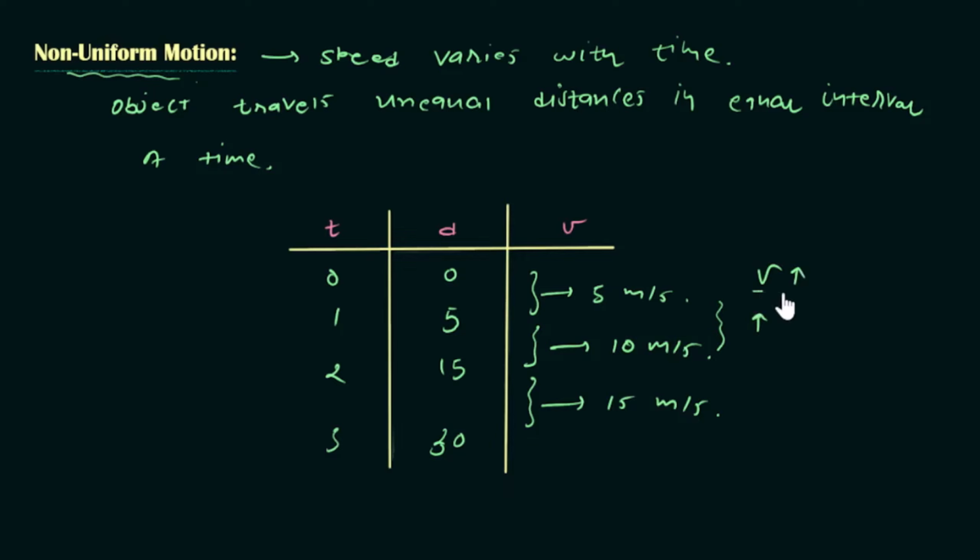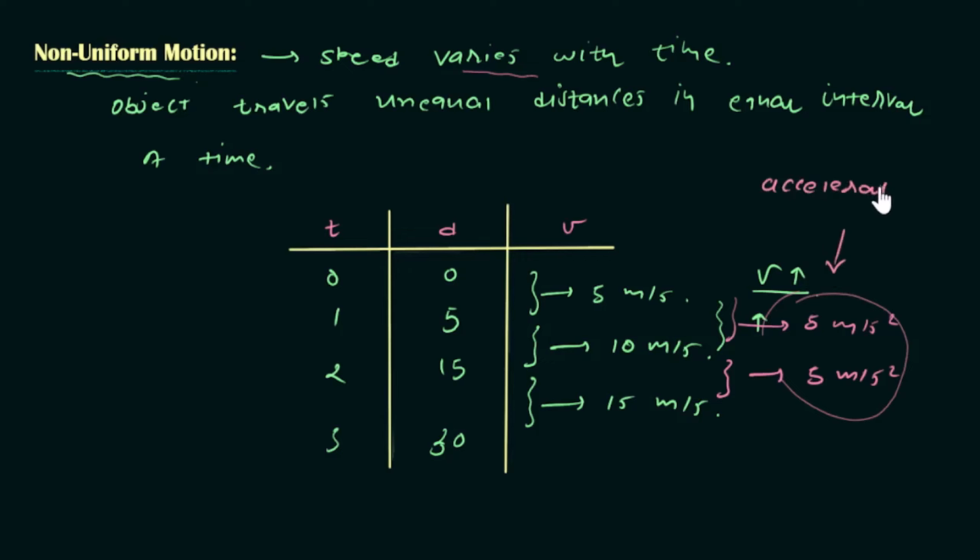Such kind of motion is known as non-uniform motion, in which the speed varies with time. Here speed is increasing. In each interval of time, speed increases by 5 meter per second, and here it has increased again by 5 meter per second. Such kind of motion is also known as accelerated motion. Here the acceleration is constant, so such kind of motion is also known as uniformly accelerated motion. Uniformly accelerated motion is also a non-uniform motion. So in non-uniform motion, we can say that speed varies with time, and such kind of motion is also known as accelerated motion, or uniformly accelerated motion if the acceleration is constant.